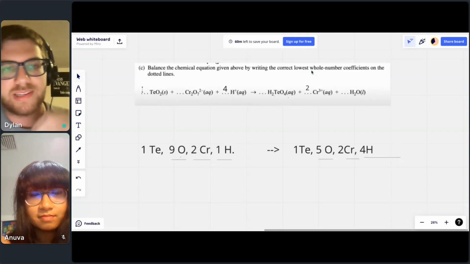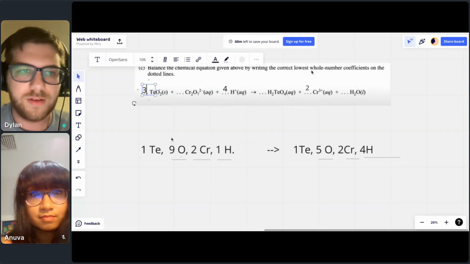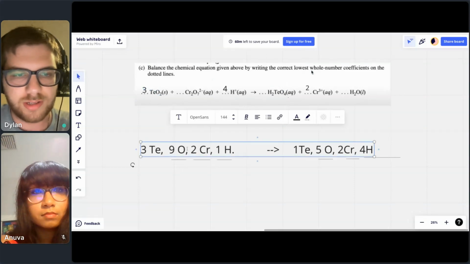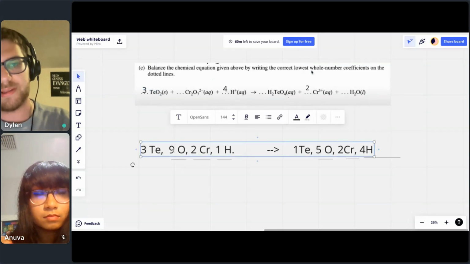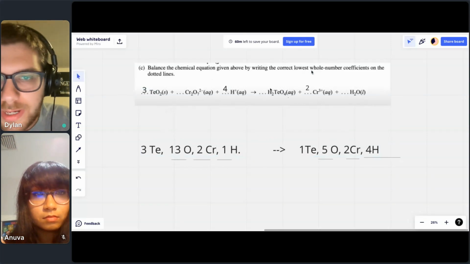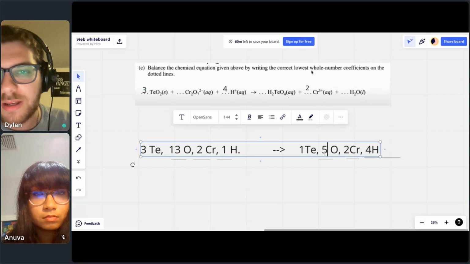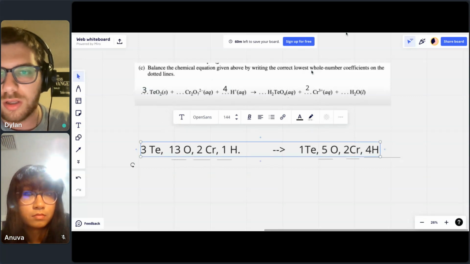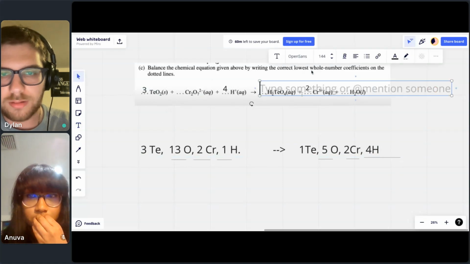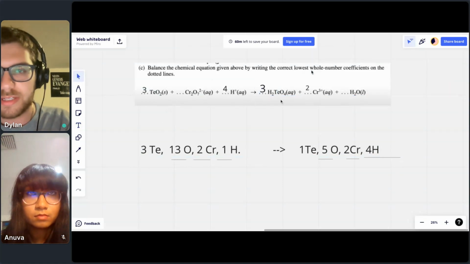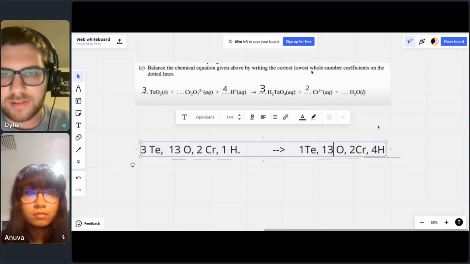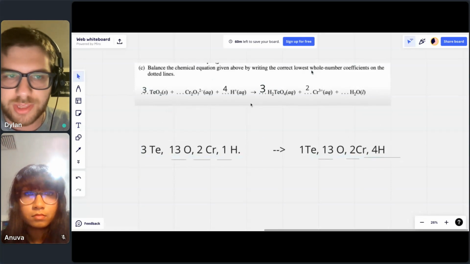So let's play around with this, right? If I have 3 tellurium oxides, that changes. So 3 tellurium, and now 6 plus 7 is 13 oxygen. We can now balance that by saying we need to add 8 total oxygens. So we'll add 3 to here to get 12 plus 1, which is 13 oxygens. So now we balance our oxygen, but let's check if anything else just got thrown out of whack.